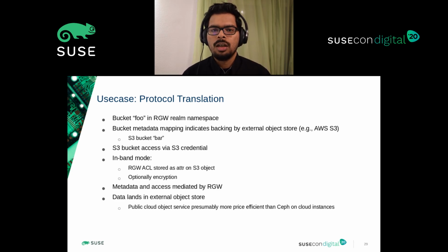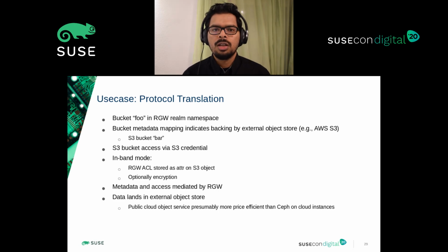So you would want a bucket called foo in the RADOS Gateway namespace, but that would map in the backend to a namespace in the public cloud, for example, a bucket bar that your organization owns. The S3 access itself is done by the S3 credentials configured in RGW. RGW also stores its own ACLs as attributes in the S3 object. You can also optionally configure other things like lifecycle and encryption on top of this.